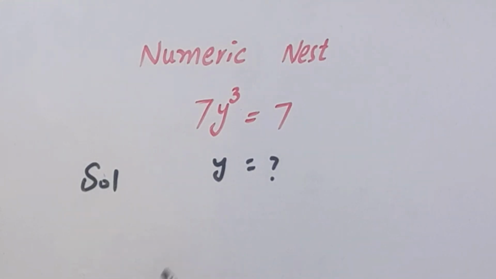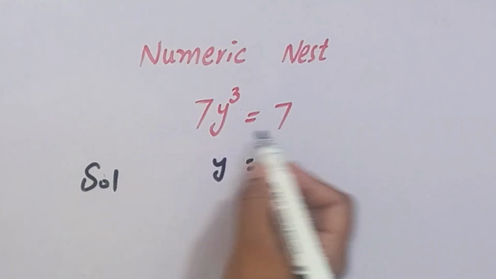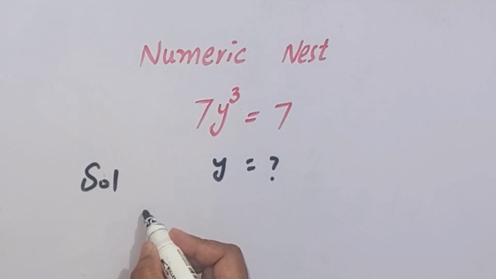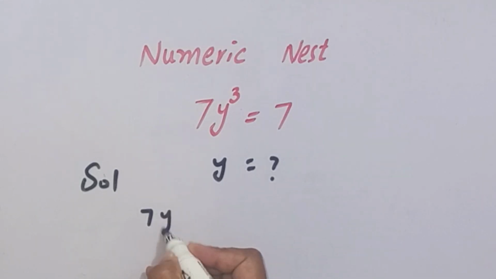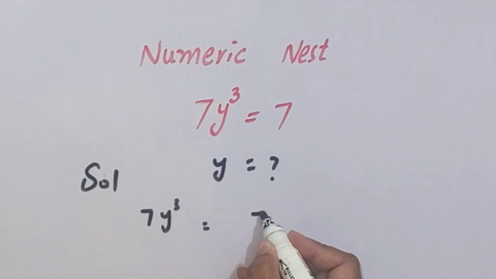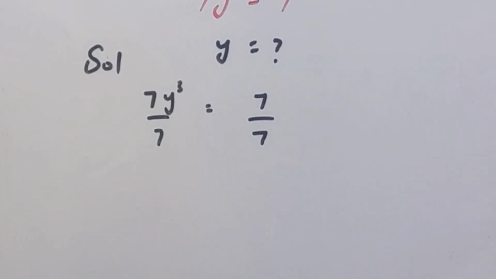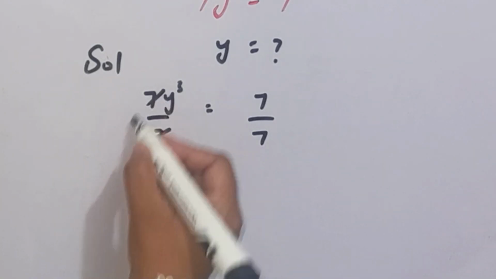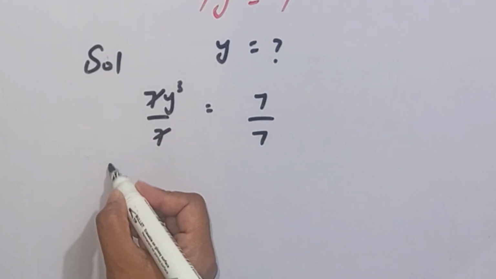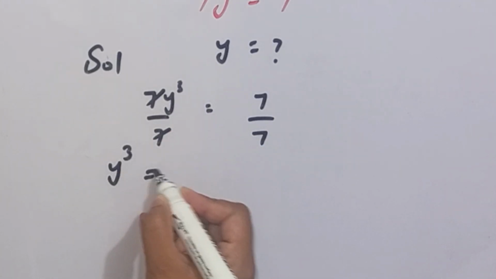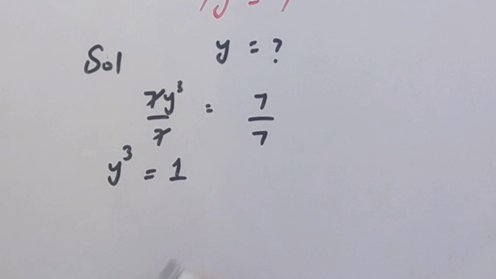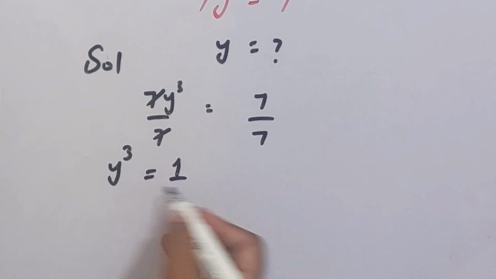First of all, we divide this equation by 7 on both sides. Then we have 7 times y cube is equal to 7. Divide both sides by 7. In the next step, this 7 and 7 cancel, and here we just get y cube is equal to 7 divided by 7, which is 1.